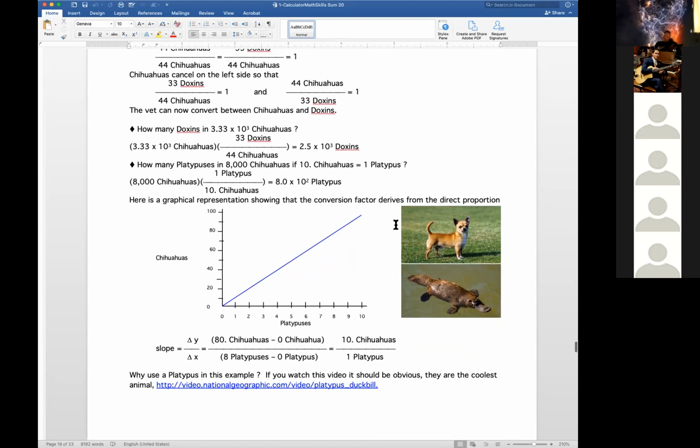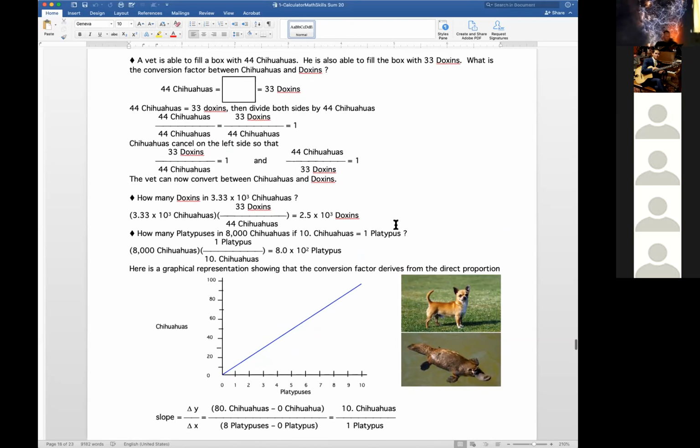Excuse me, Professor. I was looking at this equation here, and I was wondering, to simplify the conversion factor, could you divide the Dachshunds by the Chihuahua? For example, 33 Dachshunds divided by 44 Chihuahuas would be 0.75. So could you write 0.75 Dachshunds over 1 Chihuahua? Yes, you could.